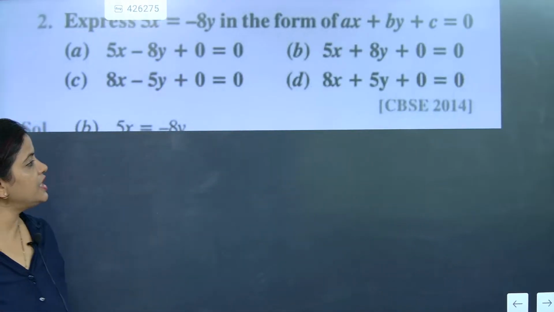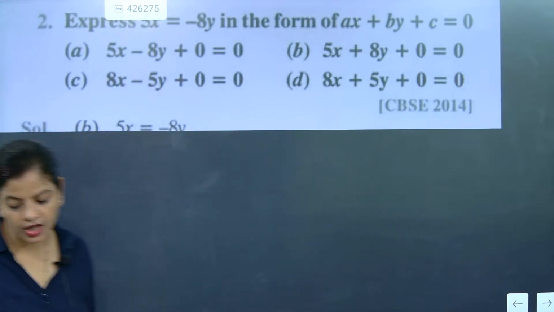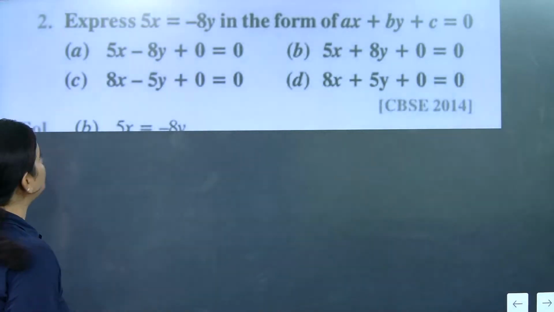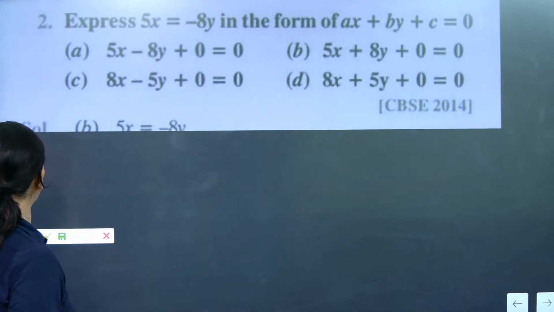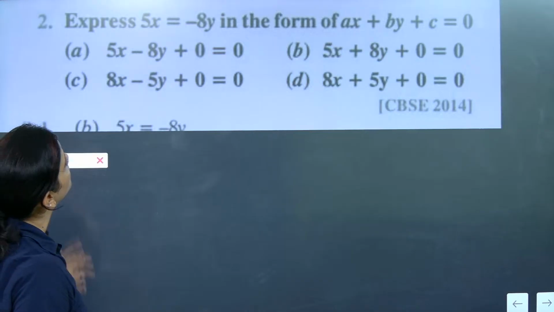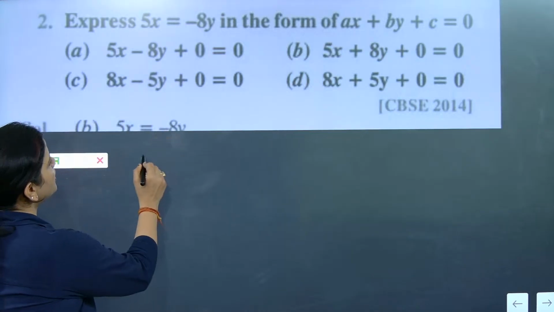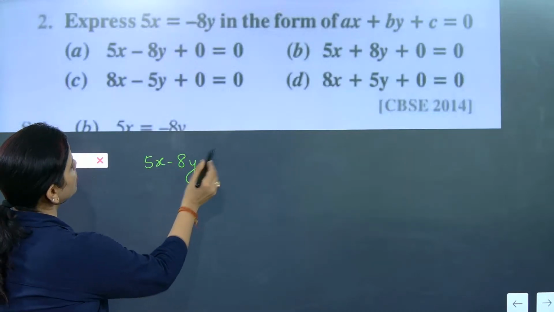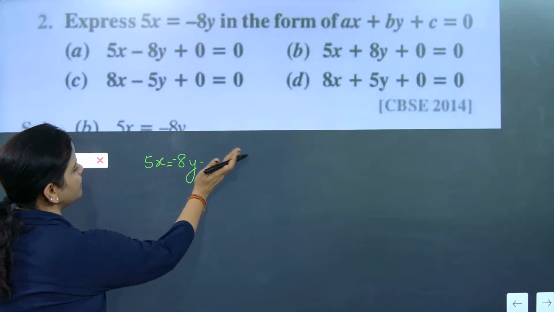Option B. CBSE 2014 question, children. Can you solve? Please. Option B: 5x plus 8y plus 0 is equal to 0. Very good. Let's see. It is 5x equal to minus 8y, which was given.